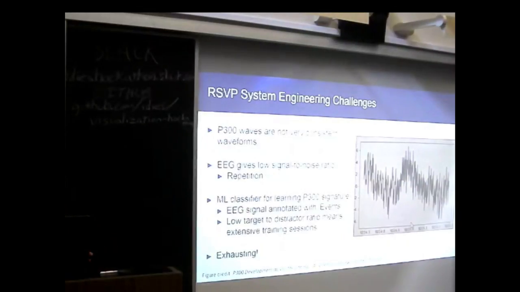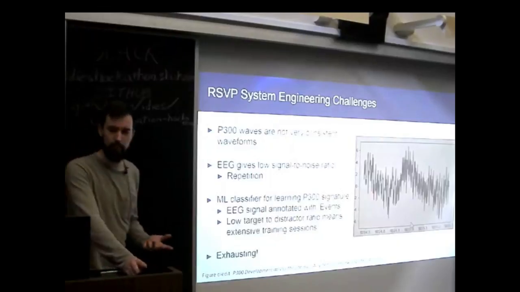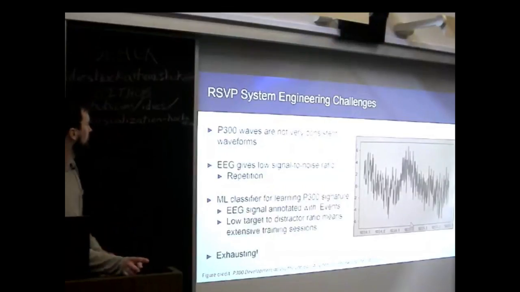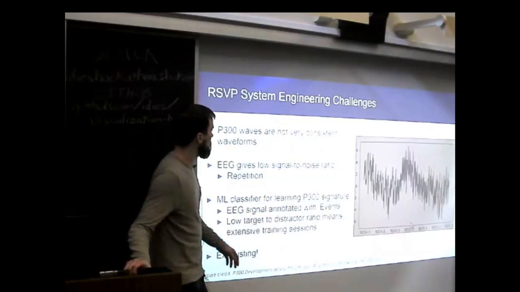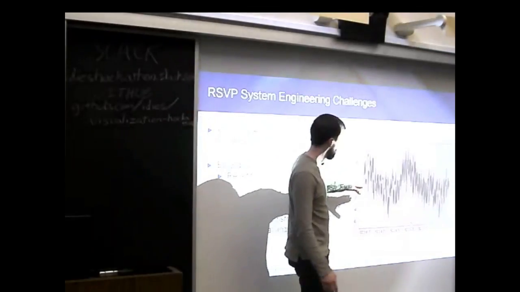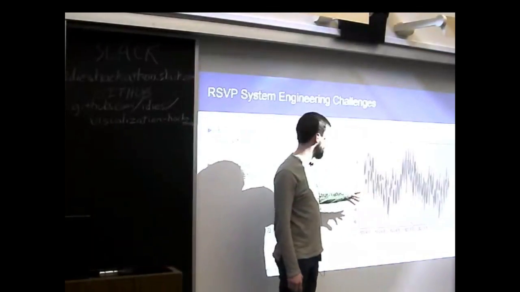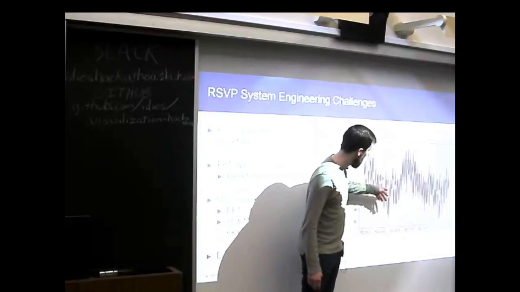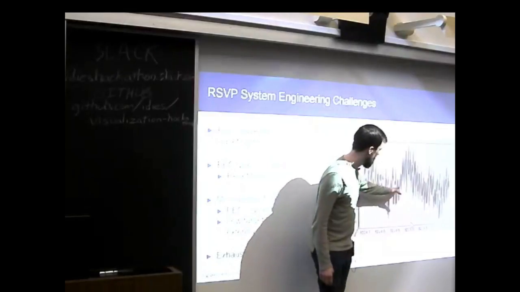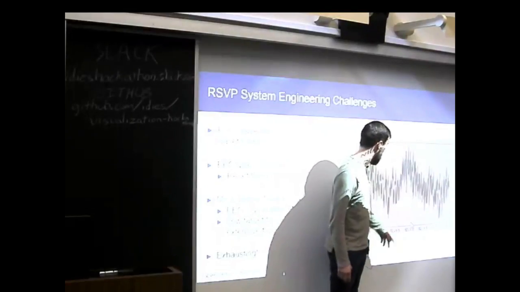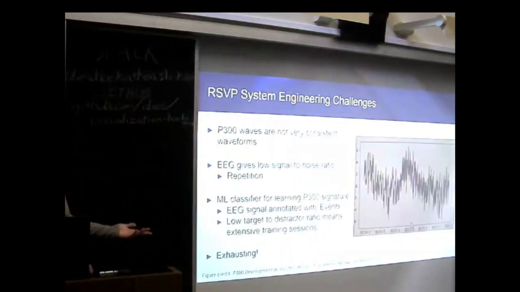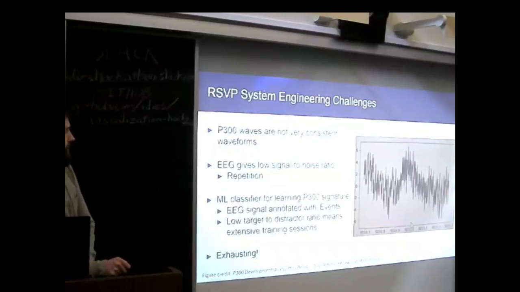So there's a lot of system engineering challenges when it comes to working with RSVP. And this is going to lead me towards SciServer here. But P300s are not consistent waveforms. This is an example of a raw EEG signal P300. I know it's P300 because the event happens at time 0. We have a slight negative deflection here, and then a positive spike about 300 milliseconds after the event. But this is what the raw data looks like, and it's not easy to look at that and immediately say, oh yeah, that's what a P300 looks like.